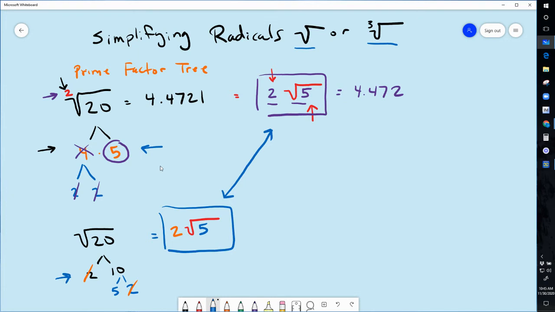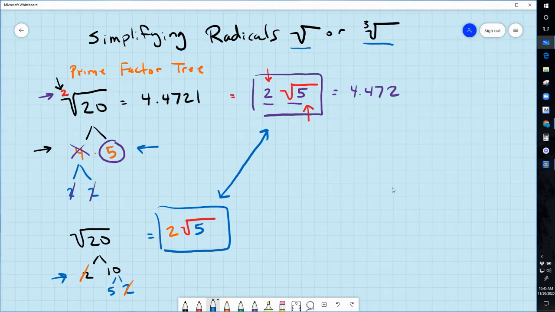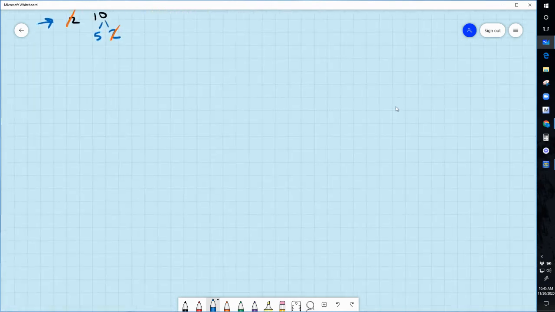Once you get to the prime numbers, you're always going to have the same prime numbers and be able to get the same answer. So if I ask you to simplify the square root of 20, you make a factor tree, and your answer here is 2 square roots of 5.